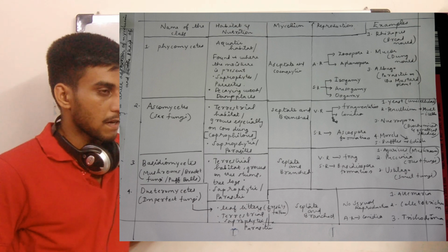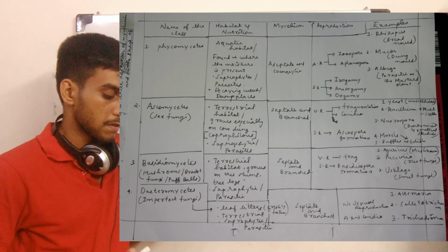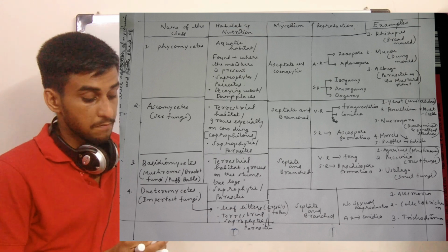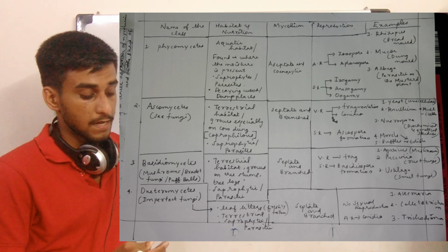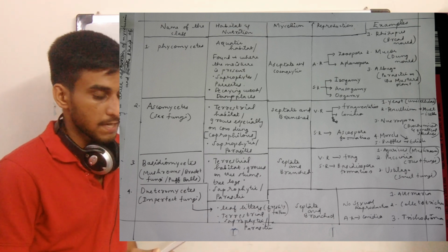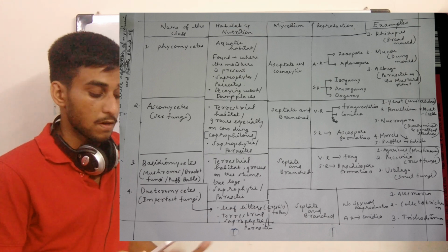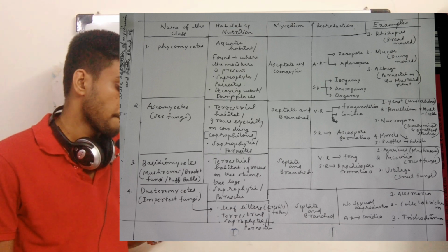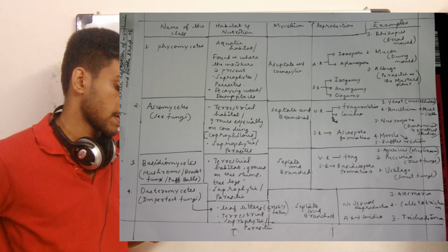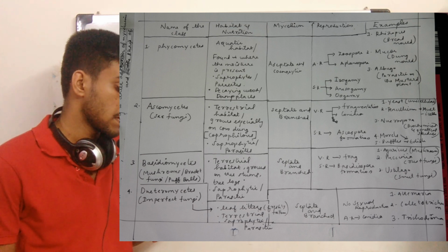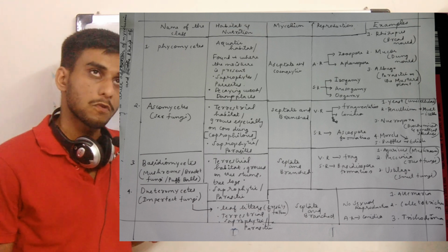Some of the examples are yeast, which is a unicellular fungus, and also Penicillium, which is also a unicellular fungus, and other examples are Neurospora, morels and truffles, which are edible fungi used for food purposes, right? So this is the thing to be noted in the Ascomycetes fungi.